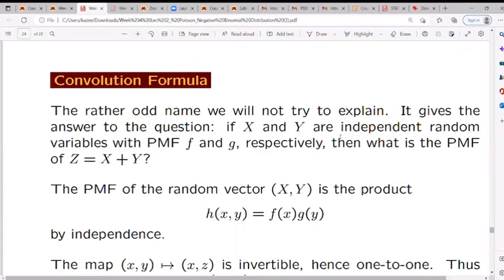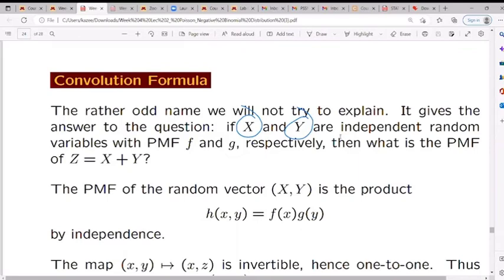Okay, now when we're talking about convolution, if we have x and y, I want to start with just two variables. If x and y are independent random variables, and each of them has a probability distribution, x and y are discrete now. x follows a particular probability distribution of a discrete type, and y also follows a particular probability distribution of a discrete type.